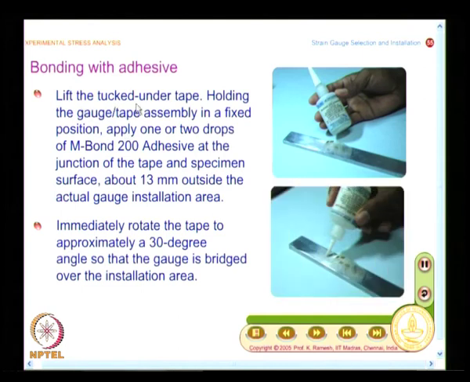So, you have to lift the tucked under tape and, holding the gauge tape assembly in a fixed position, apply 1 or 2 drops of M-Bond 200 adhesive. You also have equivalent adhesives. Apply it at the junction of the tape and specimen surface. Then you need to immediately rotate the tape to approximately a 30-degree angle, so that the gauge is bridged over the installation area. This shows the sequence of steps, and you will see an animation which will show how quickly this is done.